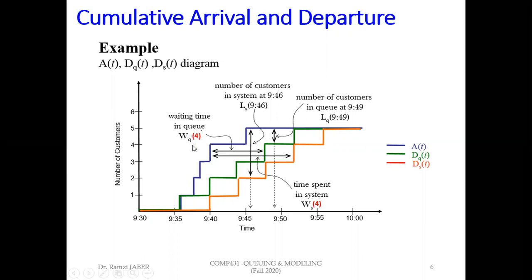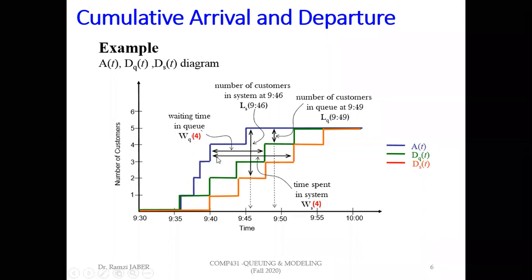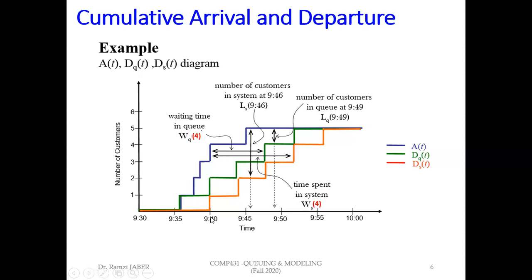Also, for the same customer four, the time spent in the whole system, WS or W, will be from 9:40 to 9:52, 12 minutes. So 8 minutes in the queue and 12 minutes in the whole system. So 4 minutes will remain in the service time, on the service side, okay?